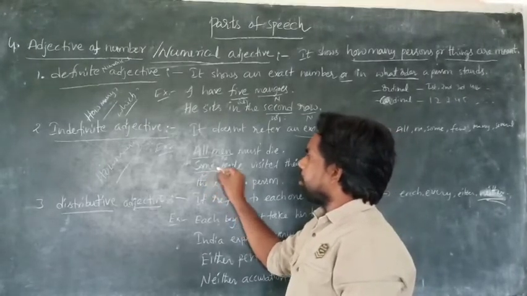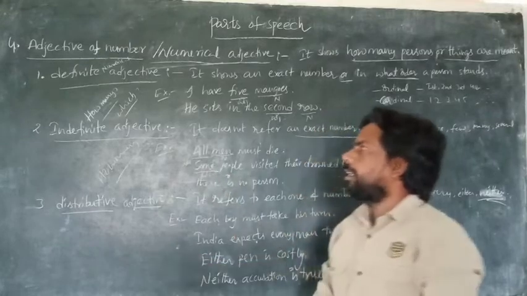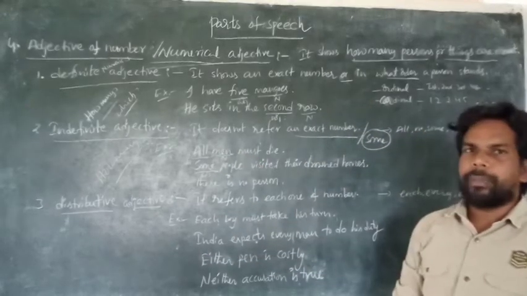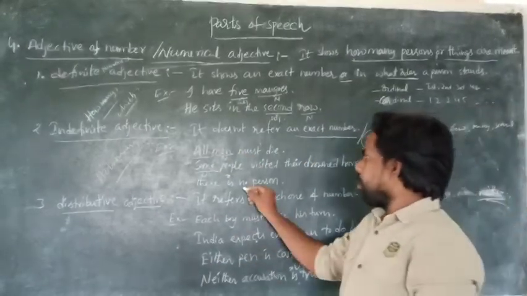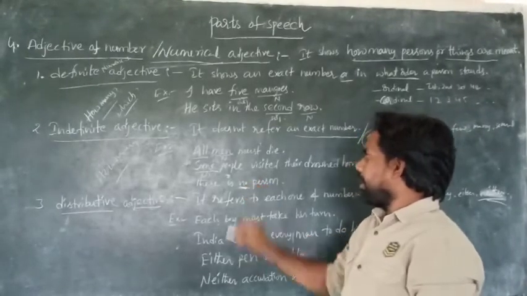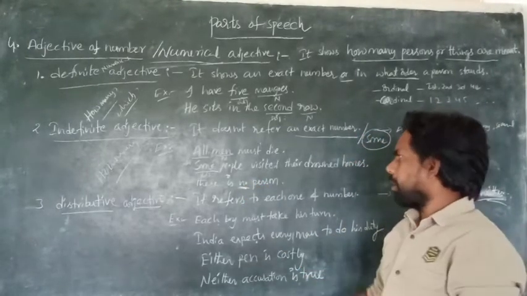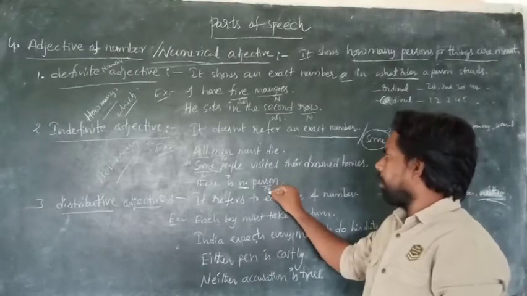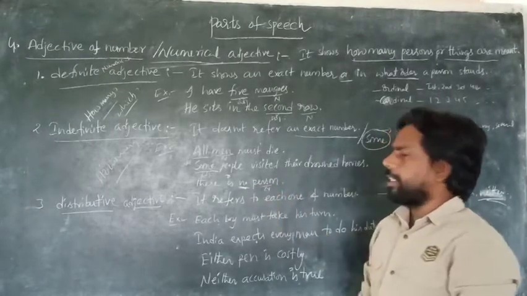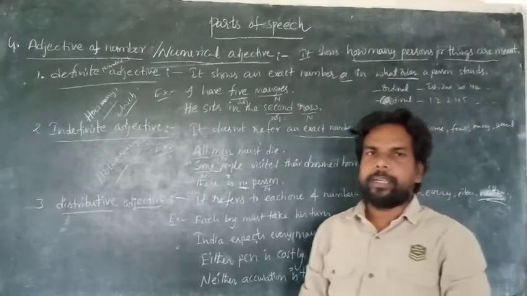Adjective. It shows some, so what is that called? Indefinite numerical adjective. And there is no person. Here, no shows a person. Here person is a noun and no is called an adjective.